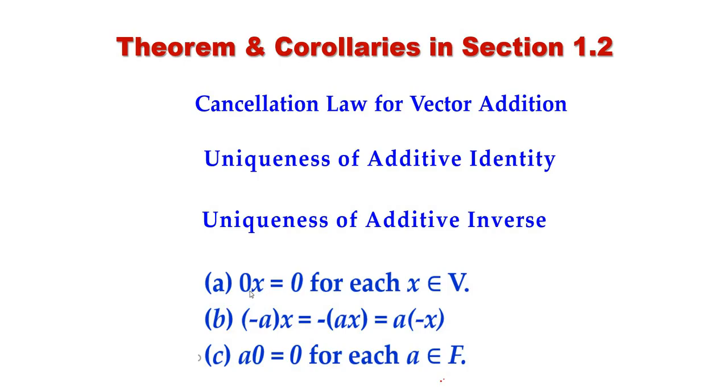0, that is scalar 0, into, that is scalar multiplication, vector x is vector 0, and minus a, this is scalar a, into x is minus of ax, and a into minus x is also this. That is, whether the negative sign is with the scalar or with the vector, the result is going to be the same. And you have a into 0 vector. The scalar multiplication is 0 vector for each a in F. So these are the results that we are going to see in this video.